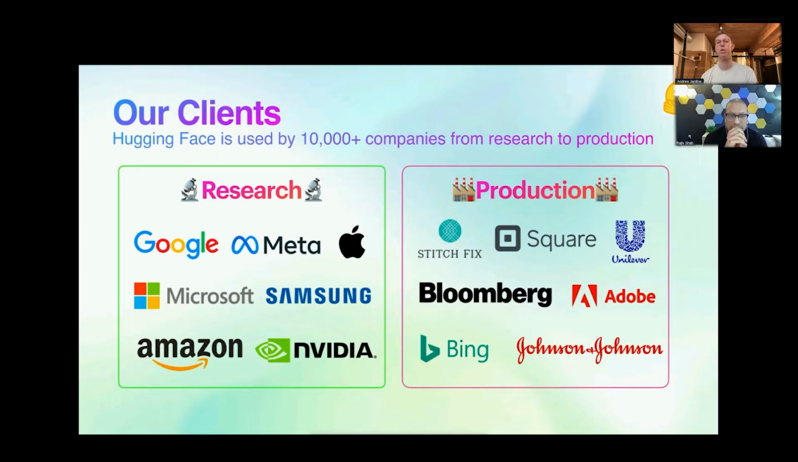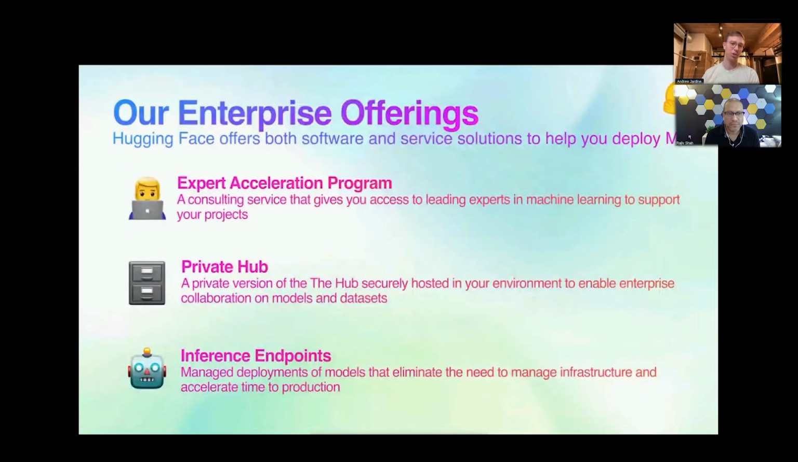So that's an overview of what we're doing for the open source community, and there's a lot of goodness in there. But Hugging Face does also need to keep the lights on so that we can keep offering all of this open source resource too. So what are the commercial offerings that we have that are helping us to keep the lights on?